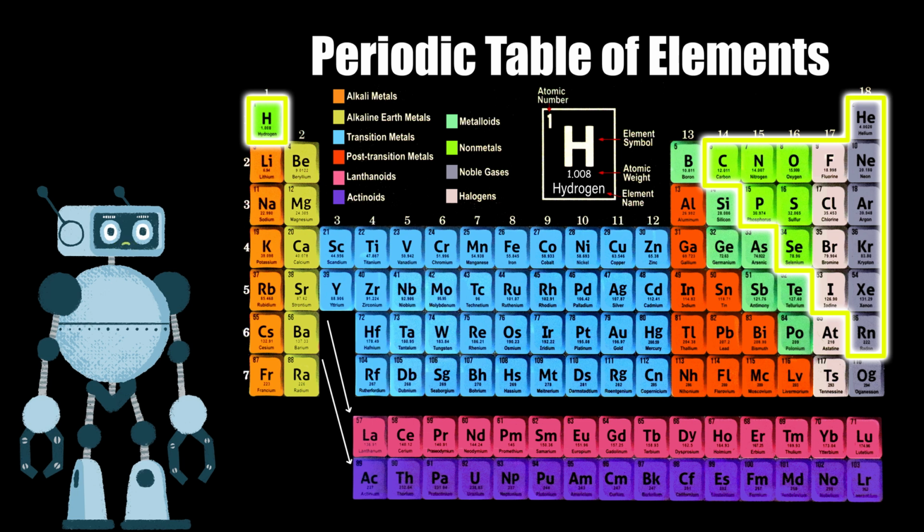Nonmetals are found on the right side of the table. Characteristics: not shiny, poor conductors, brittle when solid. Examples: oxygen, O, carbon, C, and sulfur, S.